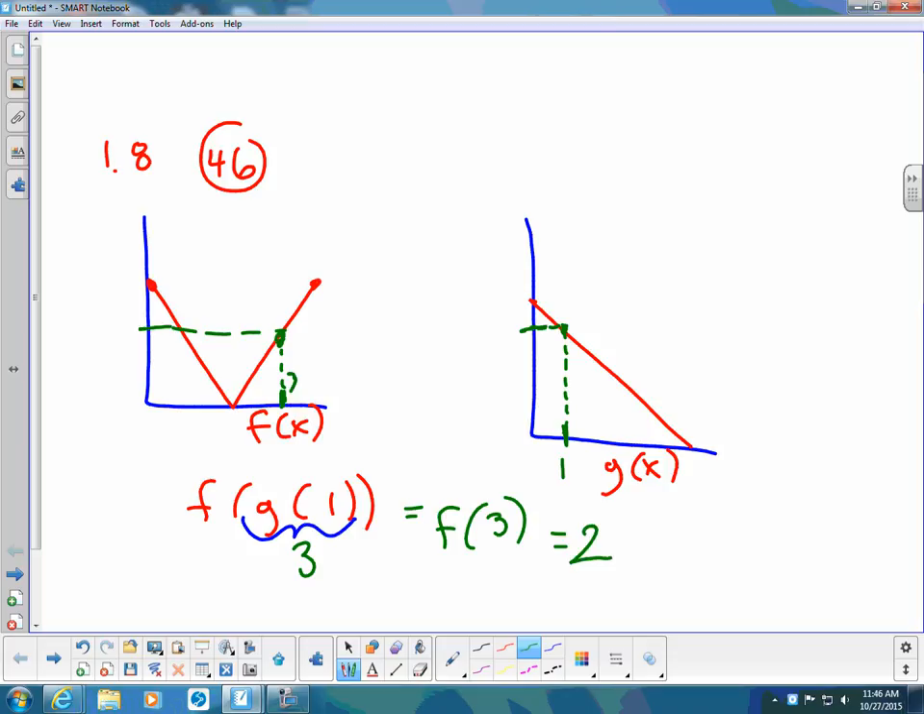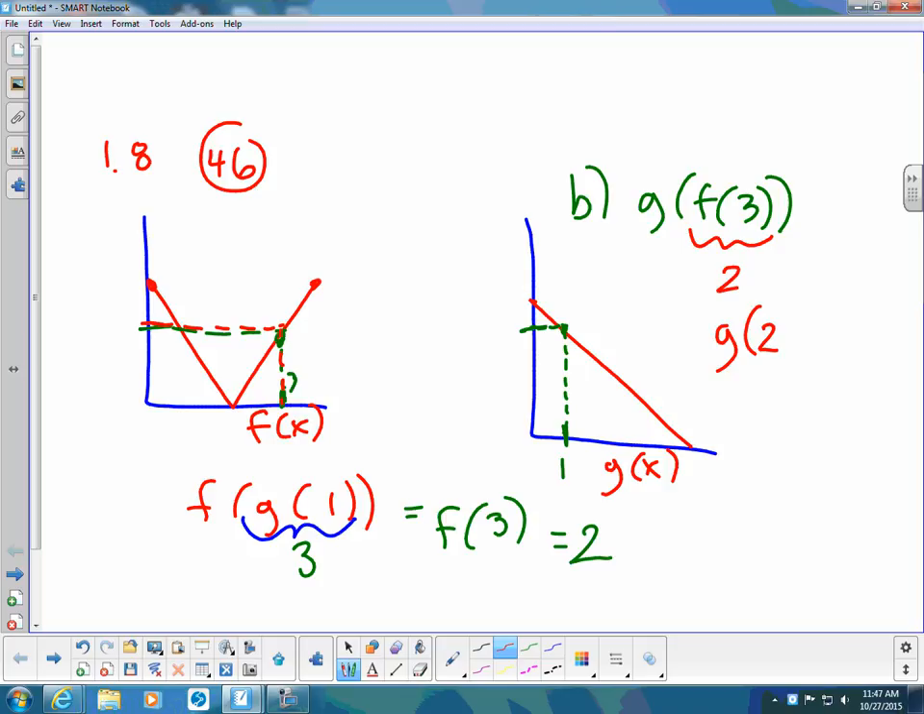And then for part B, it was saying find g of f of 3. So in this case, I would want to, again, work inside out, so find f of 3 first. F of 3 we just said was equal to 2. So that means I'm really trying to find g of 2. So now I go here. What did 2 go to on the g function? 2. Are we okay with this?